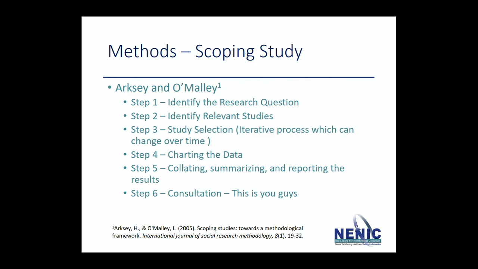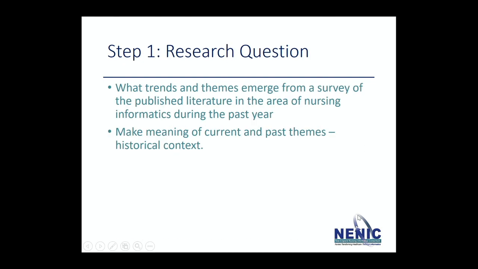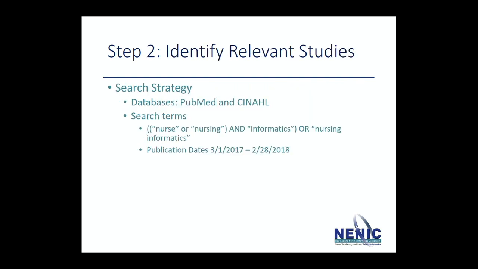So the method I adopted is a scoping study, which is really what it is. I used Arksey and O'Malley's method. There's 6 steps. I'm not going to read them all, but we're going to go through each of the 6 steps. So the first thing is a research question, and I'm talking fast because I have half an hour. And if you don't understand me, I'm from New York, and you just say, hey, can you slow down? So what trends and themes emerged from the survey, and how can we make meaning of all of these publications that took place over the last year?